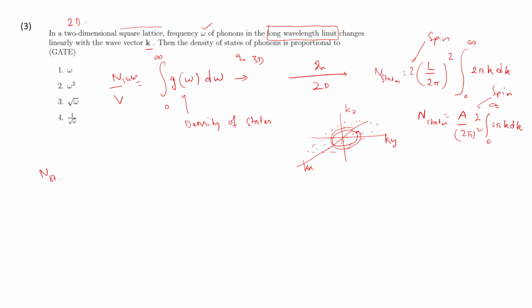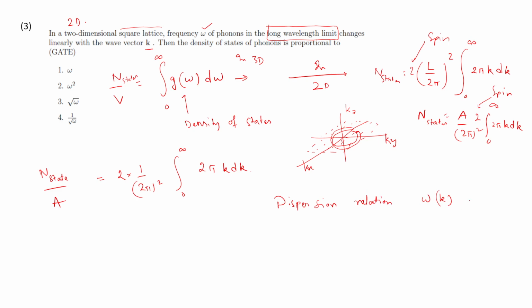So the number density of states for a 2D system, n over A, is equal to (1 over 2 pi) whole squared, times 2, integrated from 0 to infinity of 2 pi k dk. Now what we require is some sort of dispersion relation. The dispersion relation will tell how the frequency varies as a function of k.